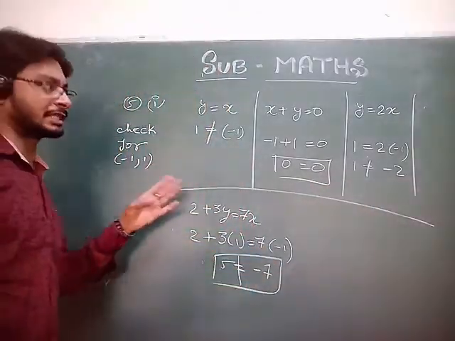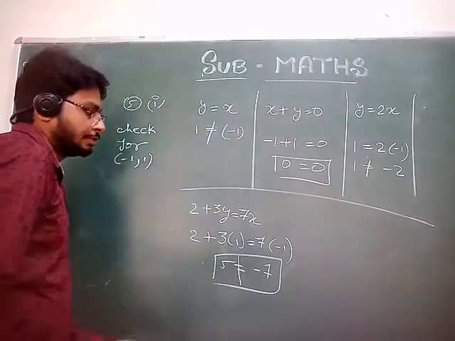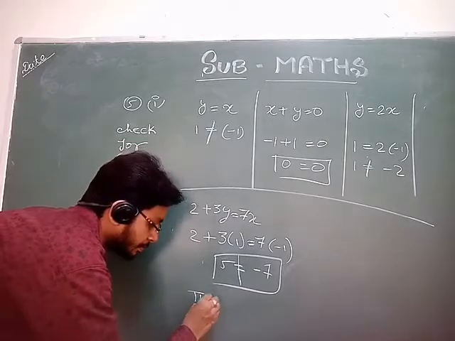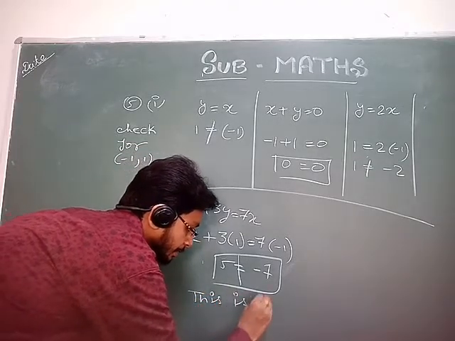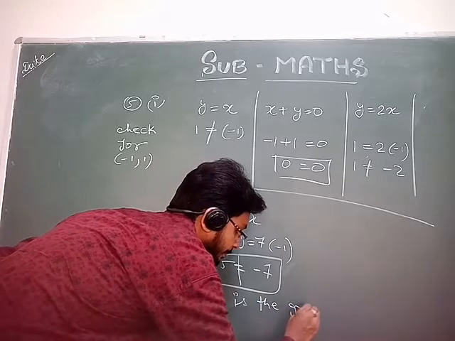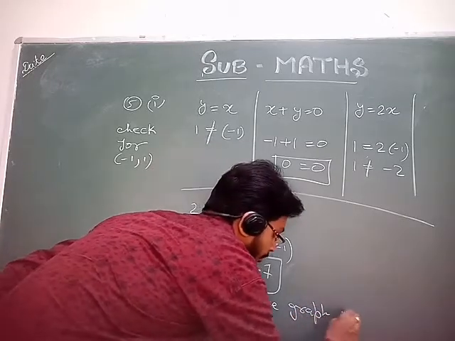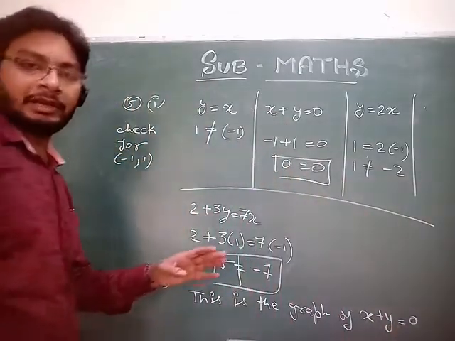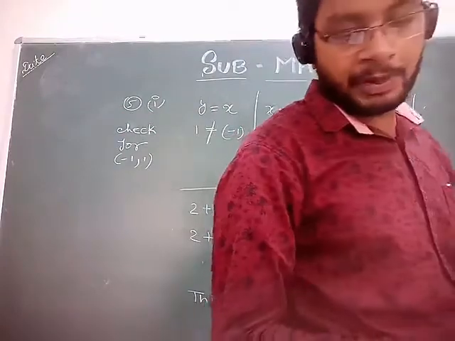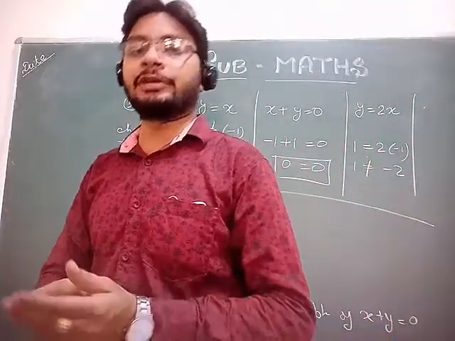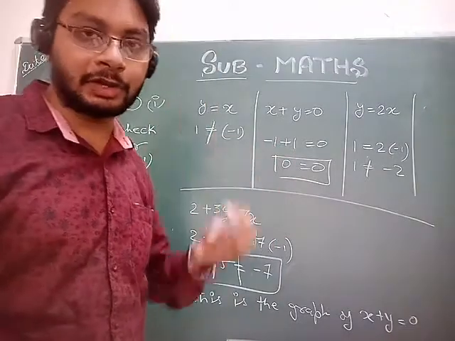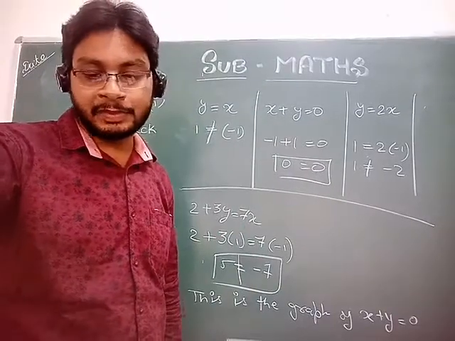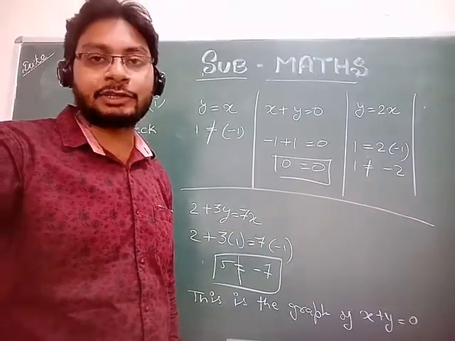ये ग्राफ जो given था वो किसका था? x plus y is equal to 0. So this is the graph of x plus y is equal to 0. In this way you can find the appropriate equation for the given graph. Okay, now I think you can solve the second part by yourself. Now let us take the sixth question.